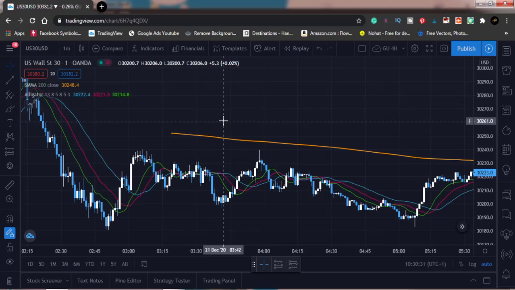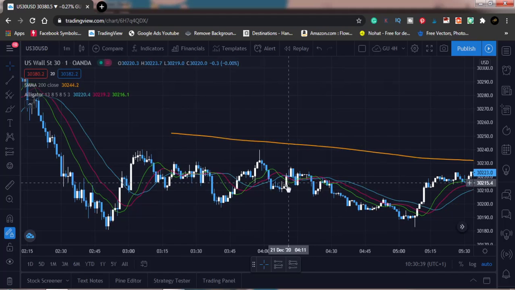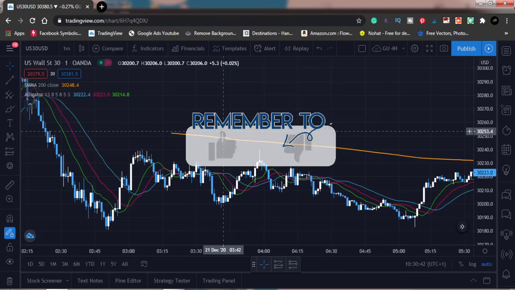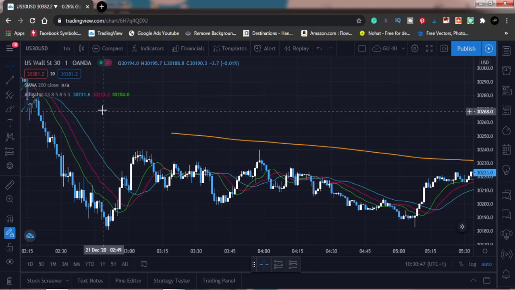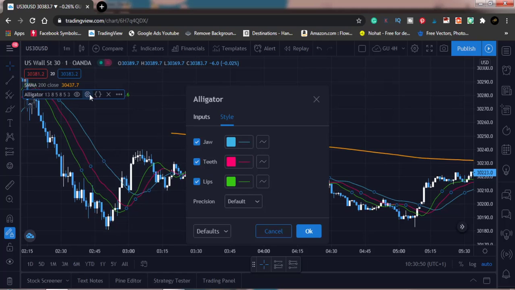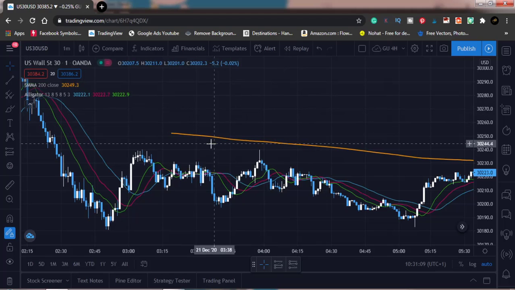If you've been following my channel, you know I love to follow the trend, and that is why you have this orange line here. This is the 200 moving average, and the price is below it, which says it's a downtrend. So what are we looking for in a downtrend? We are looking for the lips of the alligator indicator. This green one is called the lips. If you go to the alligator settings, you can see it. You have the blue, which is the jaw, the teeth, the pink line, and the green line is the lips. So once the lips cross, that's a change of trend, and that means you get the trigger to enter your trade. Okay, so for this one, this would have been our first trade here.